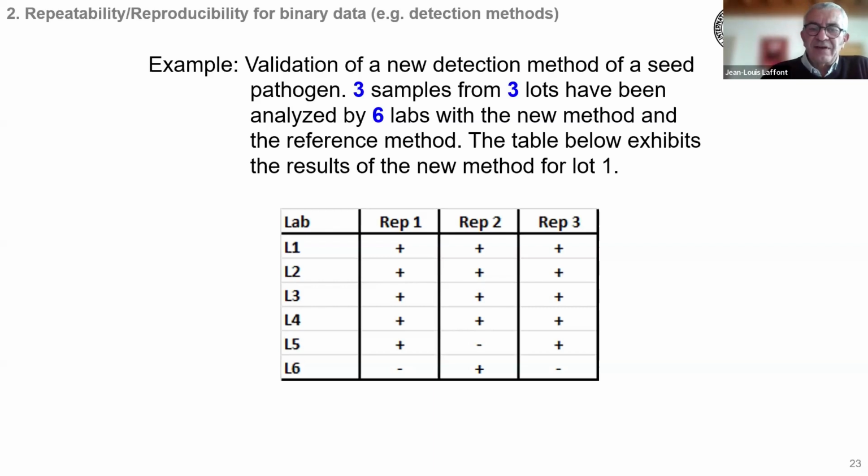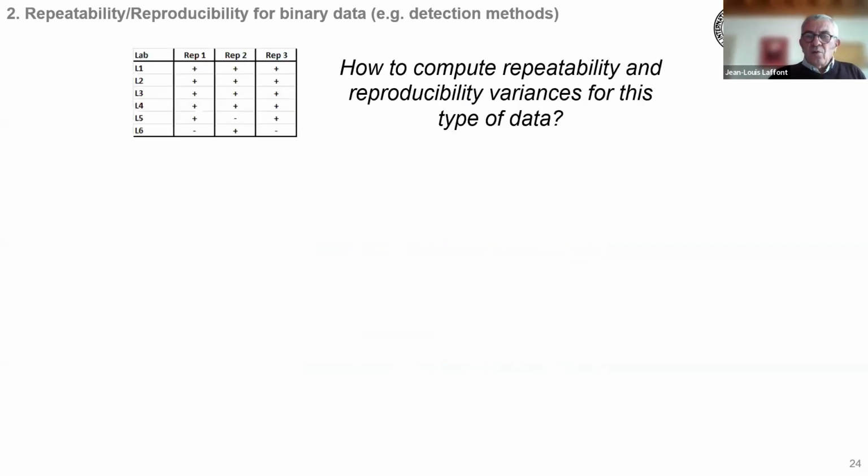So for example, here you can see that lab 1 detected the pathogen in sample 1, in sample 2, and in sample 3. Whereas lab 6 didn't detect the pathogen in sample 1, detected it in sample 2, but did not detect it in sample 3. So with this data, how do we compute repeatability and reproducibility variance or standard deviation?